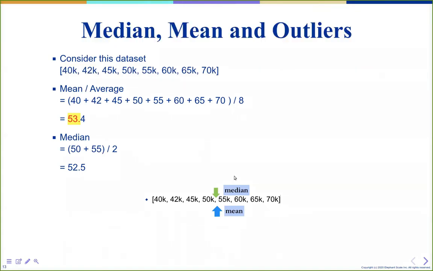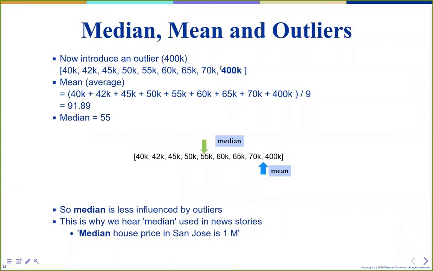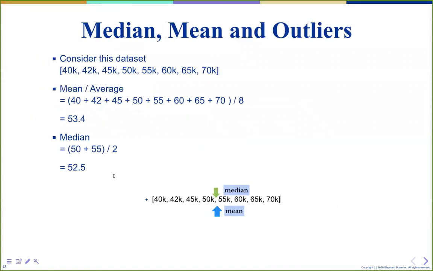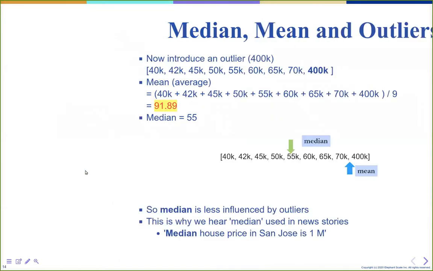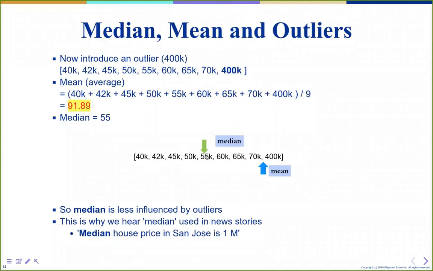But watch what happens when I add an outlier. I'm adding an outlier of 400,000. Calculate the average, and the average goes all the way to the right because it's being pulled by this big number. But the median only moves one spot. Remember the previous median? It was 52.5, and now it's just 55, even when I add a huge number. So that's why we say median is less influenced by outliers.